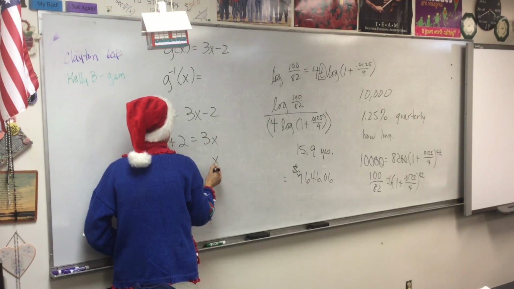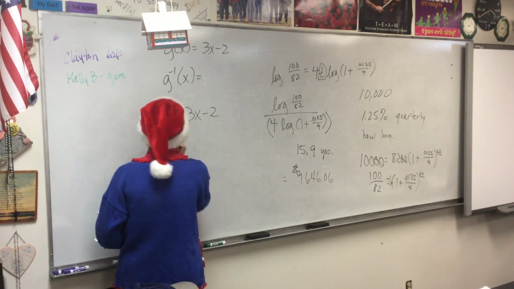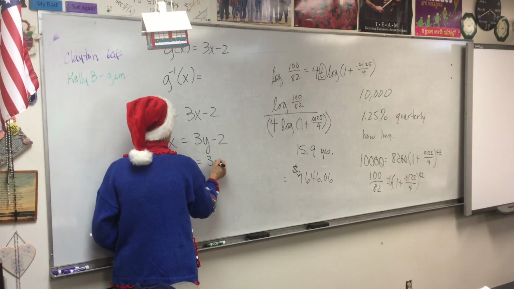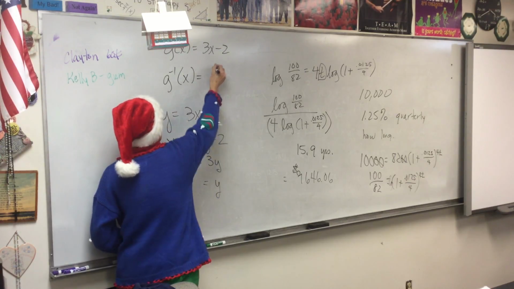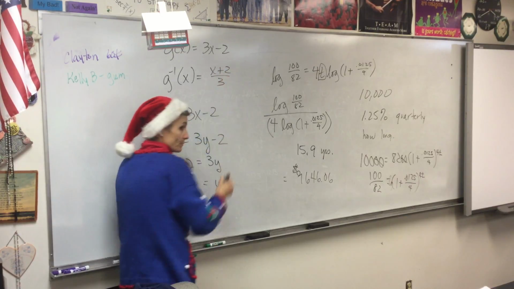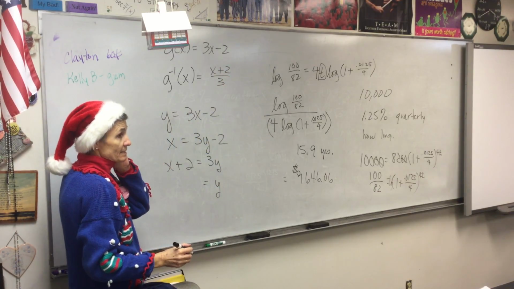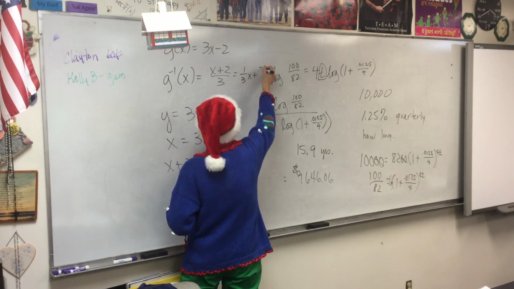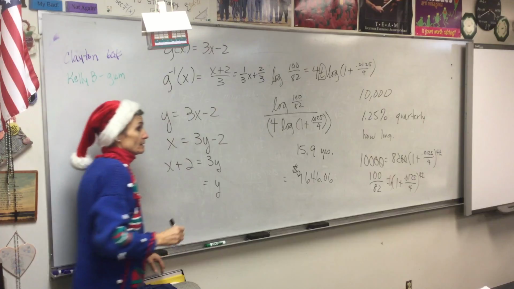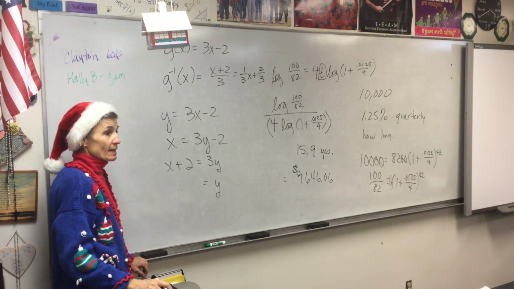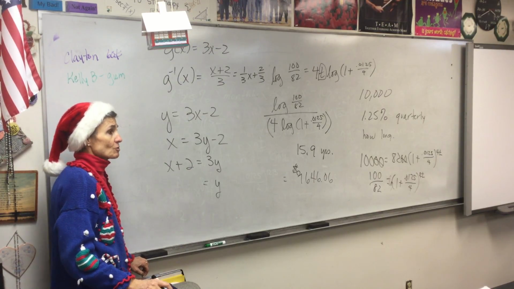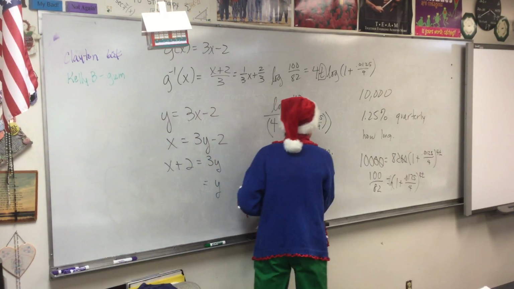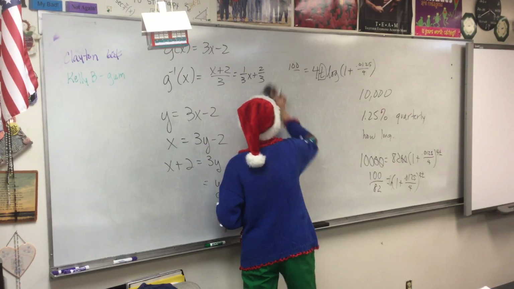Whoops, I forgot to switch my variables. So that's where I switch my variables, and then solve for y. So the inverse would be x plus 2 over 3. Which, by the way, if this is a multiple choice question, that could be written as 1/3 x plus 2/3. It's the same thing. Just be careful because the answer choice may not be in exactly the same form you have when you solved it.